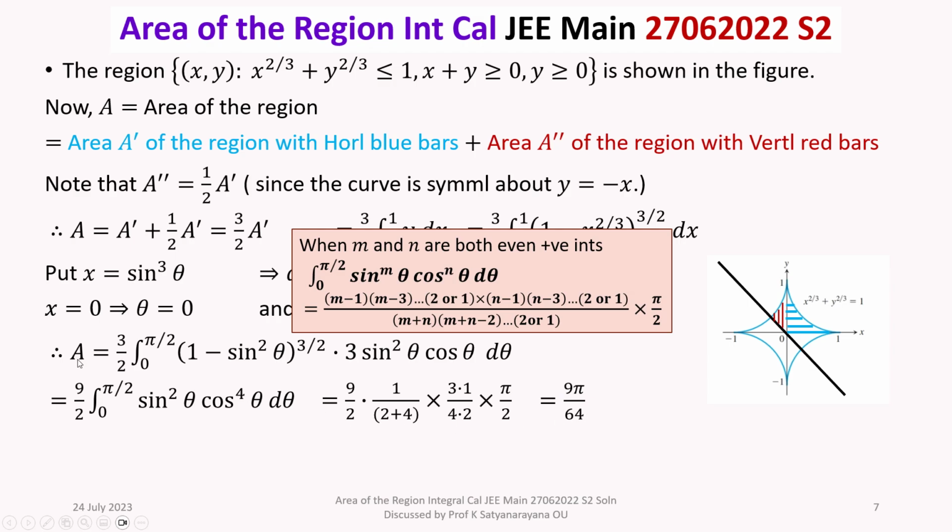Thus we got the area capital A. Required to find 256 times A by pi, that is 256 by pi into A, that is 9 pi by 64. Pi cancels, 64 4s are, 4 9s are 36. So the answer to this question is 36.